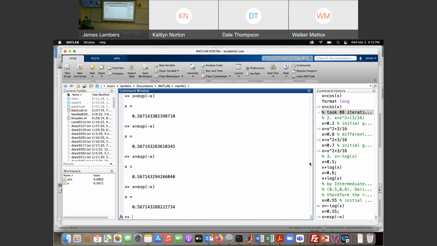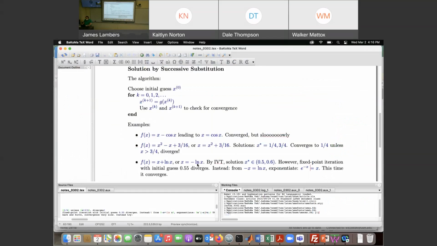Okay. So the thing to keep in mind is, before we were using minus natural log of x, now we changed to e to the minus x. Those two functions are inverses of each other. So if x equals g of x fails, then we can try x equals g inverse of x, and that should succeed.